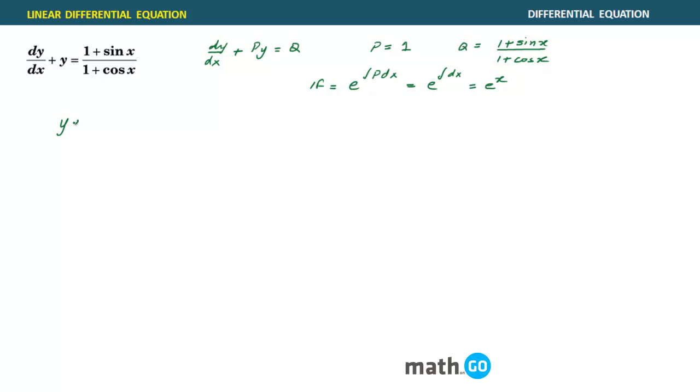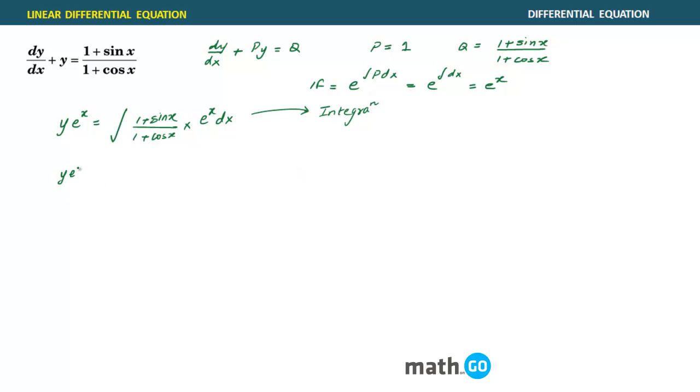So the answer will be y is equal to e raised to power x times the integral of q, what is q? (1 plus sin x) upon (1 plus cos x), into the integrating factor, that is e raised to power x, dx. So this is the integral that you have to solve. In fact, this question now completely becomes one of integration. Yesterday also I was talking about why integration is generally not asked separately. This is the reason: in a differential equation we can ask you integration, so why waste another question checking your integration skills?